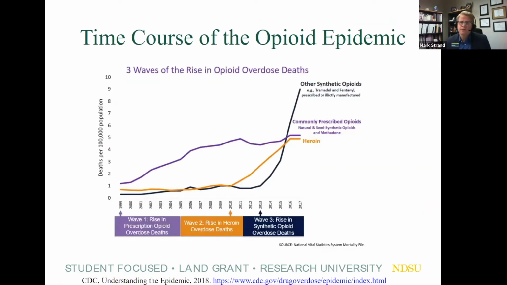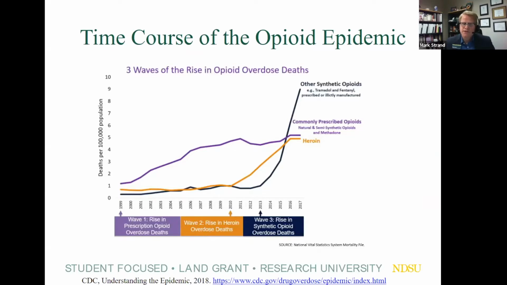So let's talk a little bit about the opioid epidemic, which is the background for today's presentation. This is a slide that many of you have seen, which is really the unfolding of the opioid epidemic in our country. Starting in 1999 as a result of, I would argue, we now know, reckless prescribing of opioids, we began to see an increase in opioid-related deaths. Initially, in the first wave, largely because of misuse of prescribed opioids.